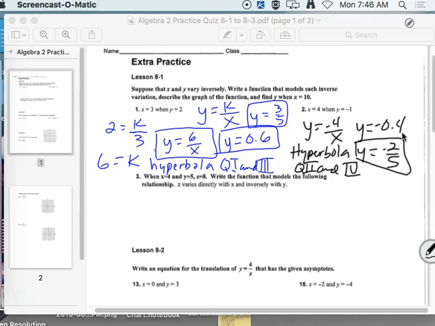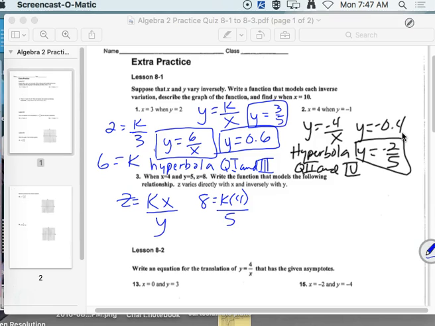Ooh, this one looks more challenging. When x equals 4 and y equals 5, z equals 8. Write the function that models the following relationship. z varies directly with x and inversely with y. What does direct mean? No one has to have a k in it. Whenever we see varies, z equals kx. Now where do we go? Plug in the numbers they gave us. It was right there this time. Here are the numbers. Use them. So 8 equals k times 4 divided by 5.